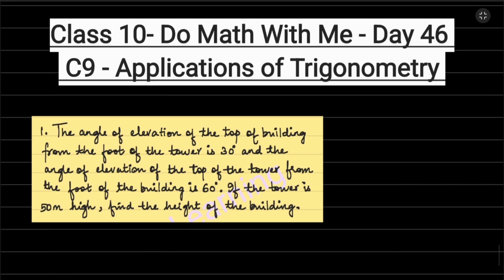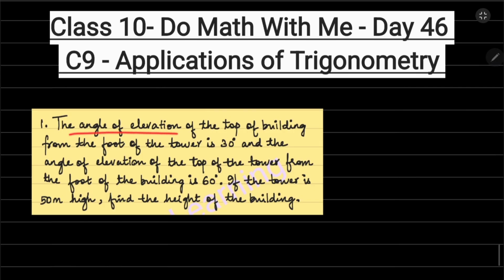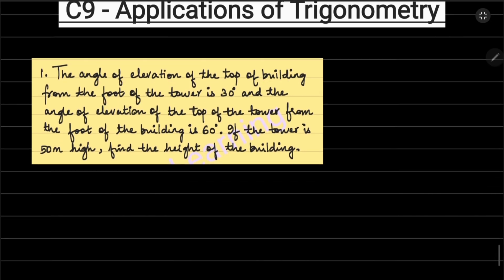The first question is, the angle of elevation of the top of a building from the foot of a tower is 30 degrees and the angle of elevation of the top of the tower from the foot of the building is 60 degrees. If the tower is 50 meter high, find the height of the building. So there are two things. One is the tower and the other one is building. So let's draw that first.